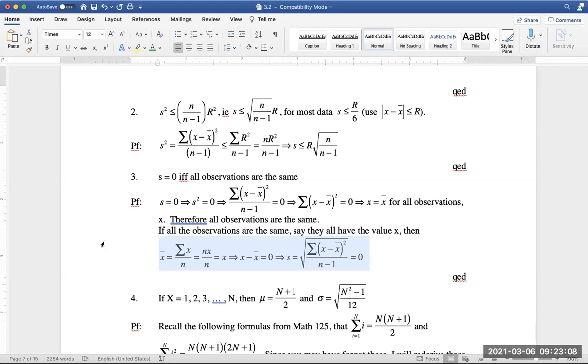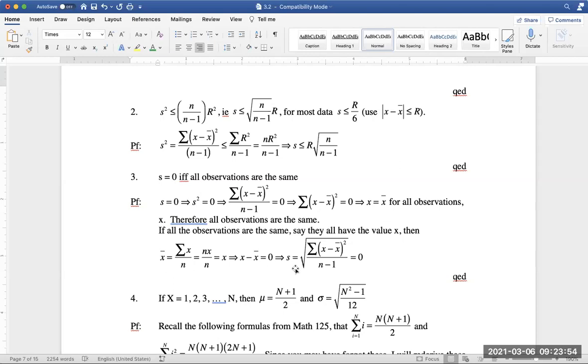So x minus x bar is always going to equal 0. Therefore, x minus x bar squared is always equal to 0. Therefore, the sum of x minus x bar squared is 0. I can divide it by any non-zero number, let's call it n minus 1. Therefore, the sum of x minus x bar squared over n minus 1 is 0. Take the square root of that. Therefore, I have that s, equaling the square root of the sum of x minus x bar quantity squared over n minus 1, is equal to 0. And that's what I wanted to show.